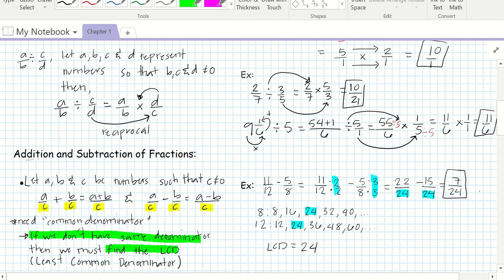And 7, okay? It cannot be reduced anymore. 7 is a prime number, so it's not divisible by any value. So it will be 7 over 24. Okay? So let's go ahead and go over another example.